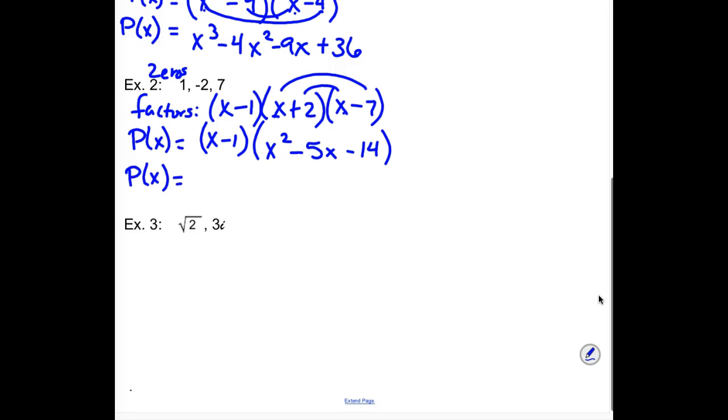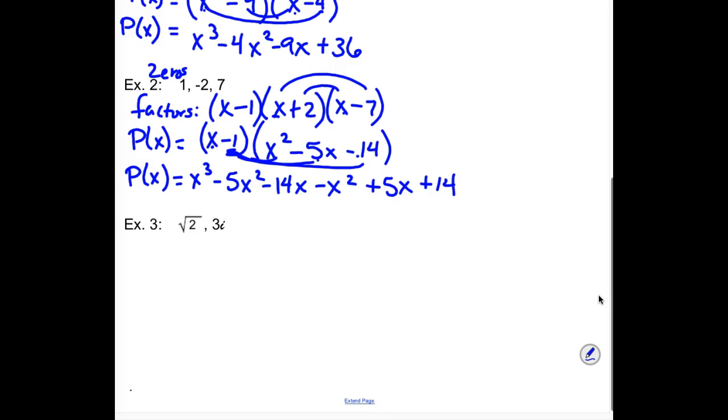So I'm going to multiply x to that trinomial. So x times x squared would be x cubed. X times negative 5x is negative 5x squared. X times negative 14 is negative 14x. And now I have to go back and do the same exact thing with the negative 1. So I'm going to take negative 1 here and multiply it to each one. So negative 1 times x squared is negative x squared. Negative 1 times negative 5 is positive 5x. And negative 1 times negative 14 is positive 14.